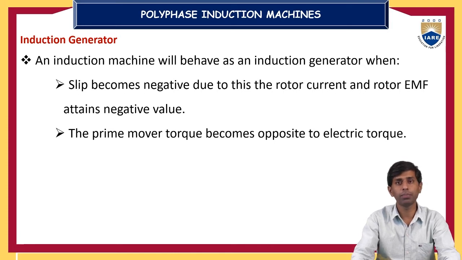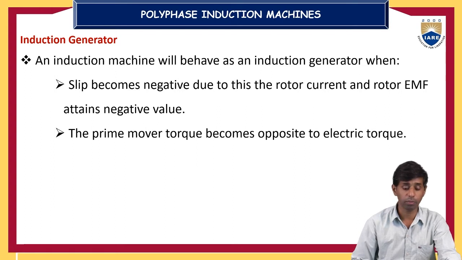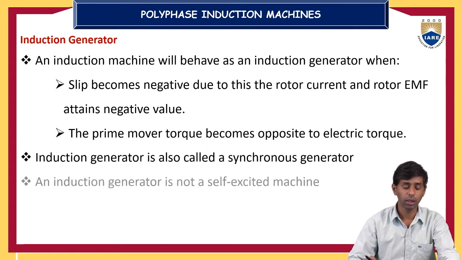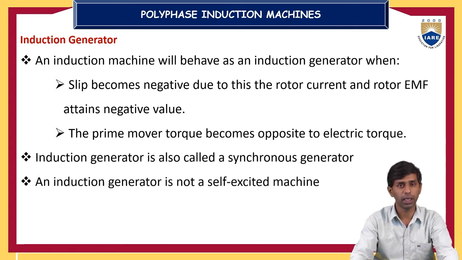We know the slip of the induction motor is between 0 and 1, and it is not greater than 1 and not less than 0. The induction machine will act like an induction motor when slip is between 0 and 1. And we have a term called induction generator. That induction machine can also act like an induction generator. These are the conditions when the induction machine behaves like an induction generator: when slip becomes negative.